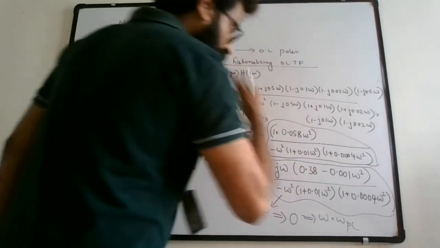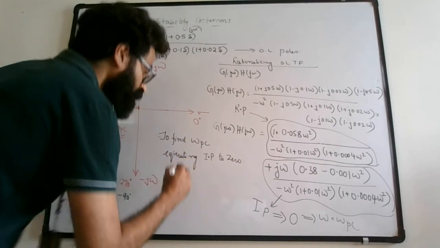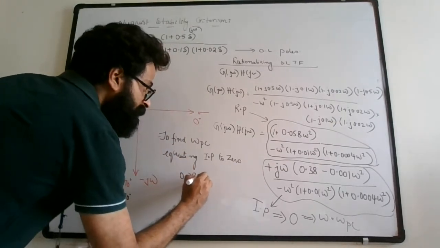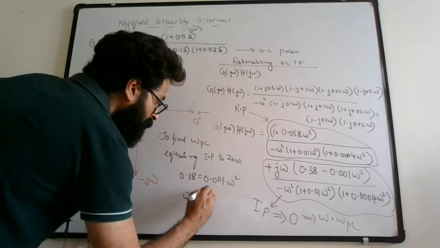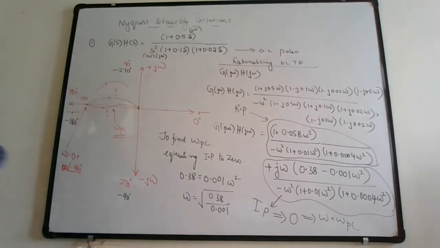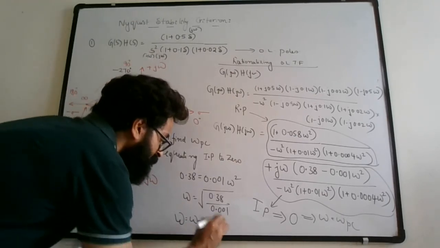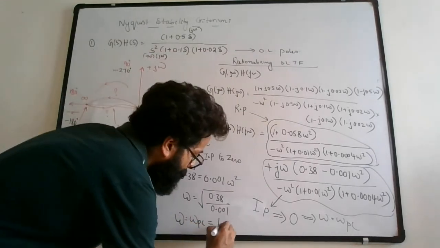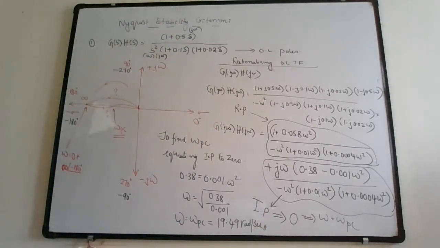What do you get when you equate it to 0? The denominator gets multiplied with 0 and vanishes. So basically you will have 0.38 equal to 0.001 omega squared, or omega equal to under root 0.38 divided by 0.001. That should give you omega PC equal to 19.49 radians per second. So the phase crossover frequency is 19.49 radians per second.